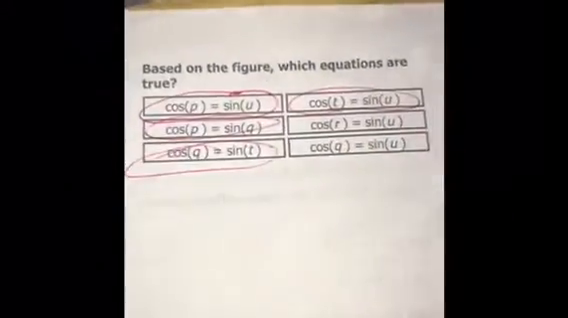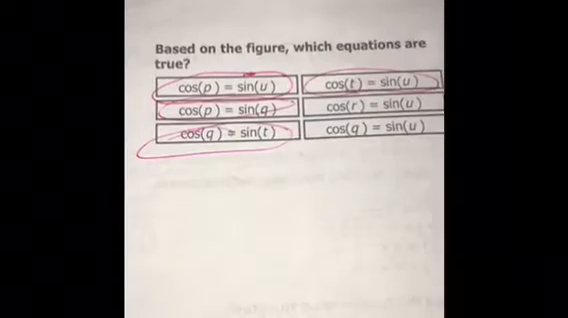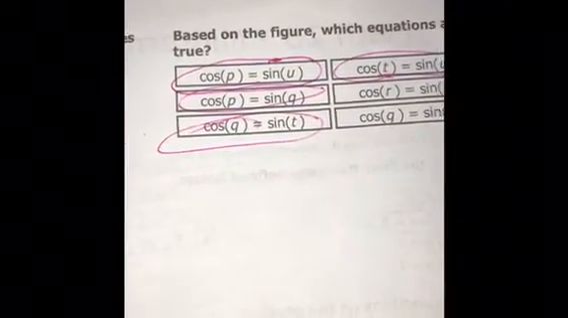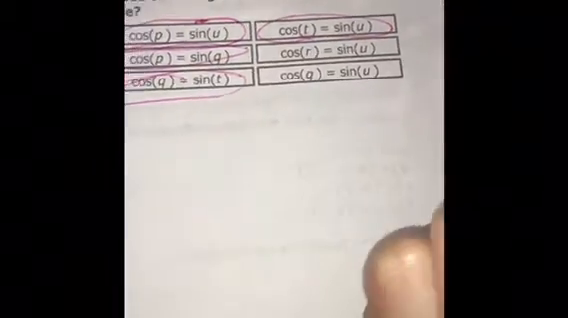So the ones that are correct for that one are cosine of P equals sine of U, cosine of P equals sine of Q, cosine of Q equals sine of T, and cosine of T equals sine of U. For our last one, number 6, this one's a bit tricky. I've been talking so much now.